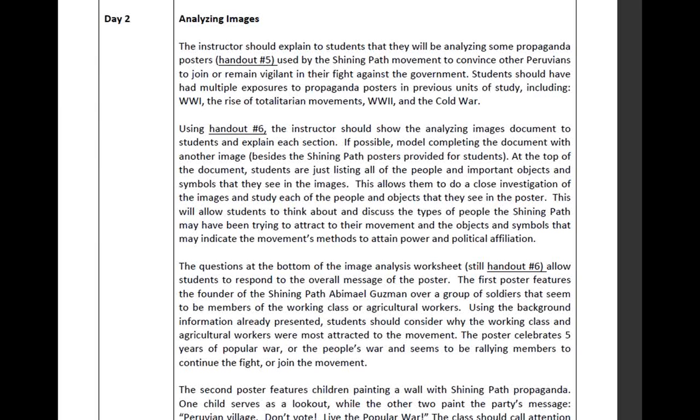Okay, so the next part is the analyzing images part. The images that the authors focused on here are propaganda posters because they were really powerful to people in the Shining Path. And so this step-by-step instruction focuses on how instructors should explain to students how to analyze propaganda in their classrooms.